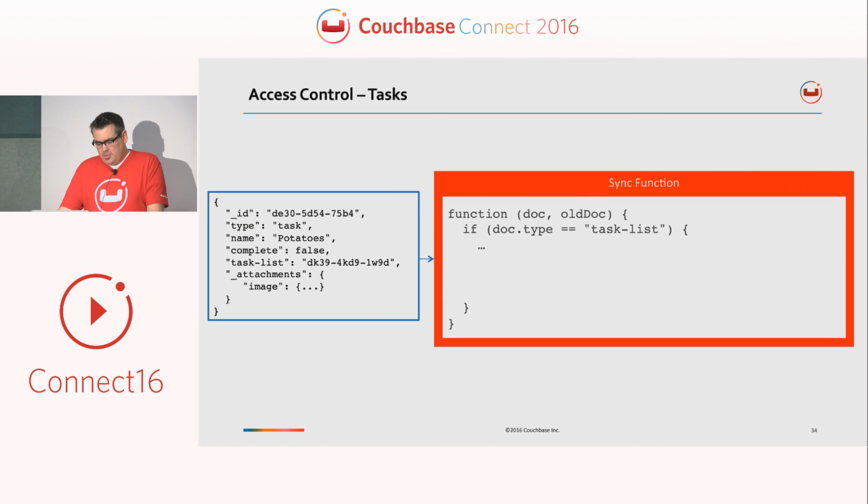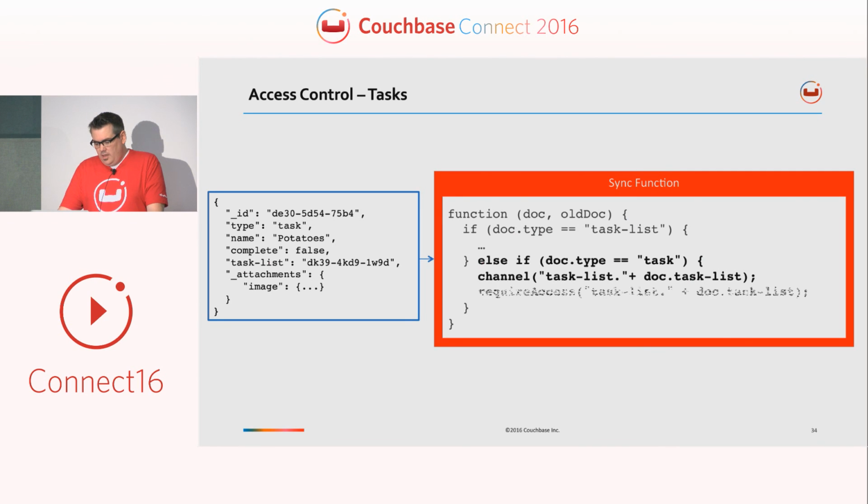So we've got our task documents, which are coming through. We're going to add another block in our sync function to check for task documents. We want to channel those documents to the task list. So task lists and their tasks are going to the same channel. In order to add something to the list, we want to be sure that you have access to the list. And the way we're going to validate that you have access to write to that list is doing a require access call. So if you have access to that task list's channel, then you have access to write these task docs.